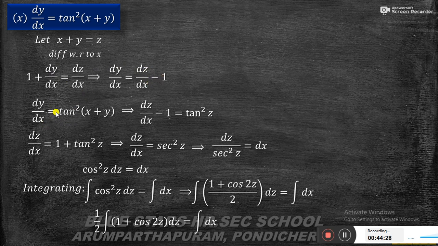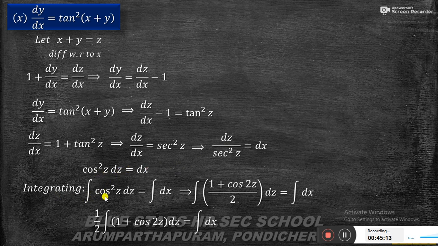Therefore dy by dx means tan square of x plus y. I substitute, which implies dz by dx minus 1 equal to tan square z, because dy by dx means tan square of x plus y, that means tan square z. So therefore dz by dx, this minus 1 I write on the right hand side, so 1 plus tan square z. 1 plus tan square z means secant square z. So dz by dx equal to secant square z. So in the next step, now I group the z terms and the x terms separately. So dz by secant square z equal to dx. So 1 by secant is cos, so cos square z dz equal to dx.